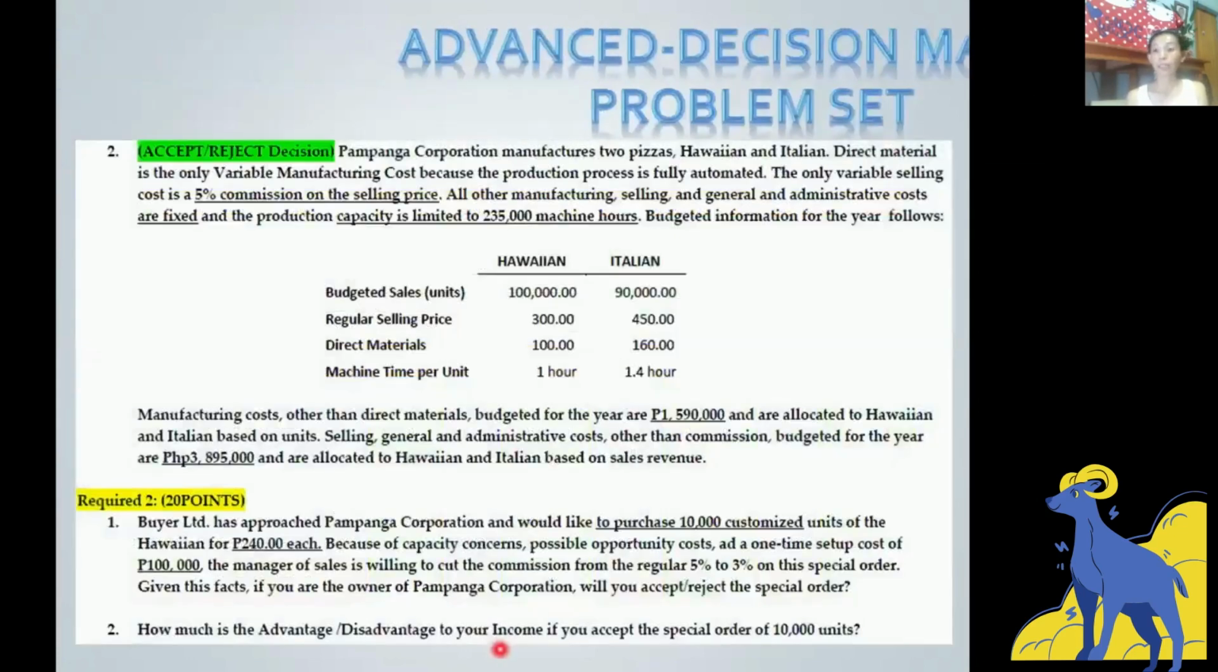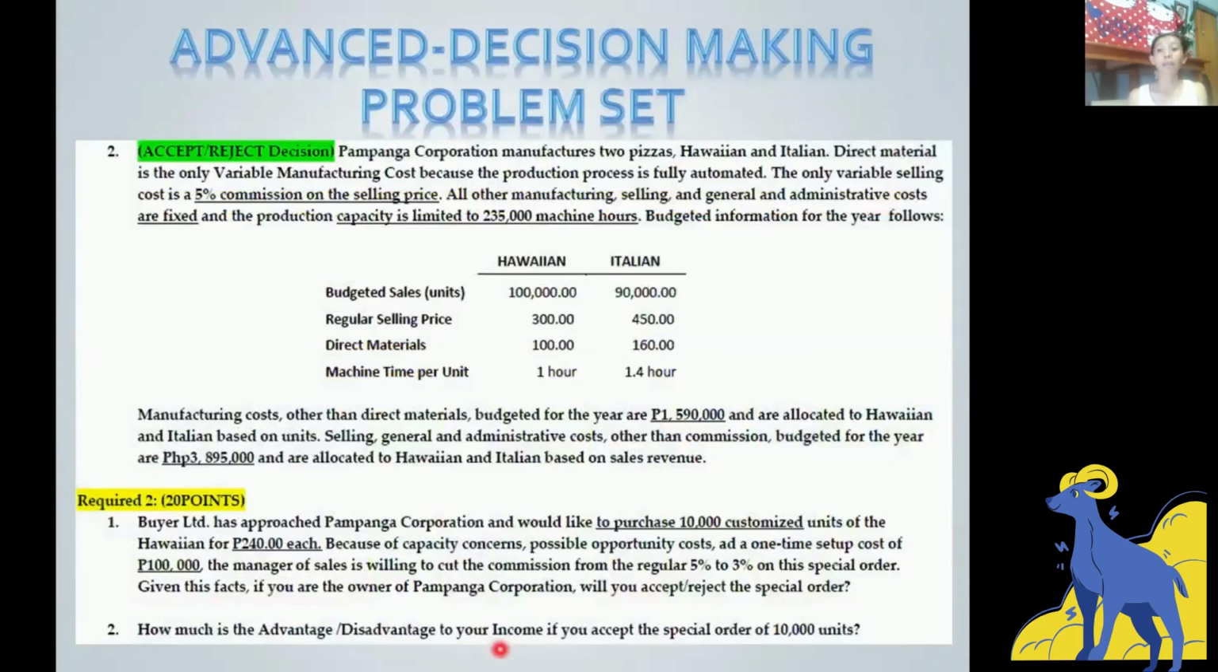Okay, so we go with the second situation. This time, this is a non-routine decision making situation. So accept, reject decision. So here, our situation is in Pampanga. Pampanga Corporation manufactures 2 pizzas, Hawaiian and Italian. Direct materials is the only variable manufacturing cost because the production process is fully automated. The only variable selling cost is 5% commission on the selling price. All other manufacturing, selling, and general administrative costs are fixed, and the production capacity is limited to 235,000 machine hours.